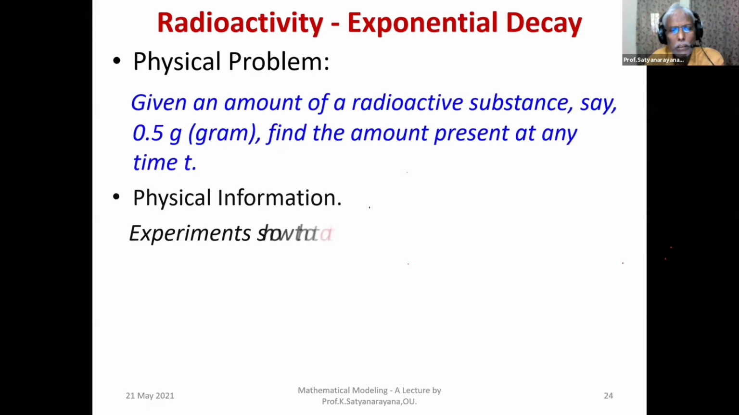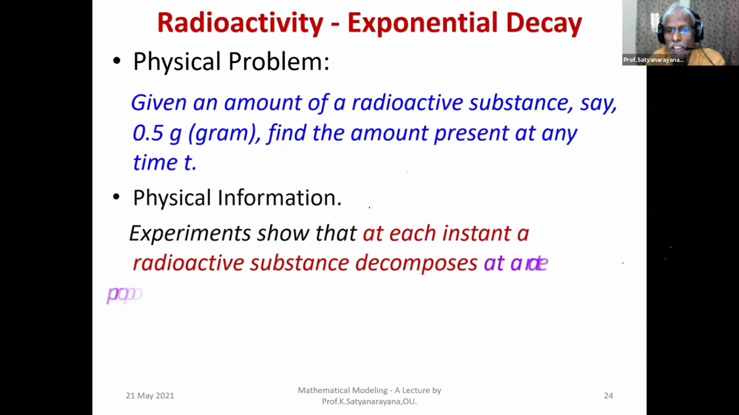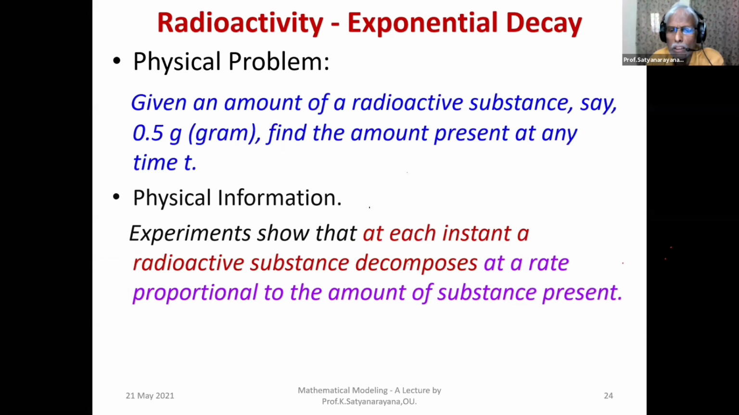experiments revealed that at each instant, a radioactive substance decays at a rate proportional to the amount of substance present. So that means the rate of decay is directly proportional to the amount of the substance present. It's just like the earlier model, only there it was growth, here it is decay.